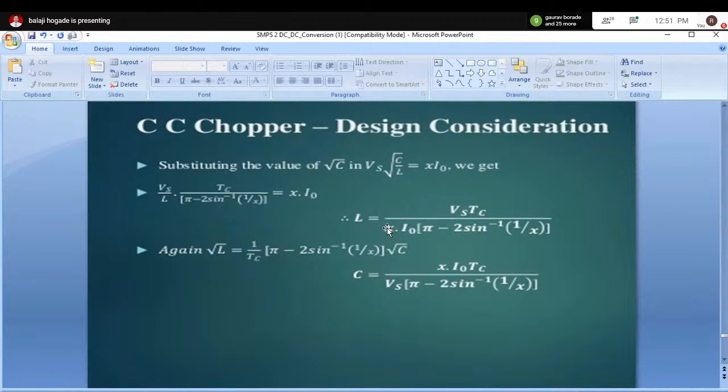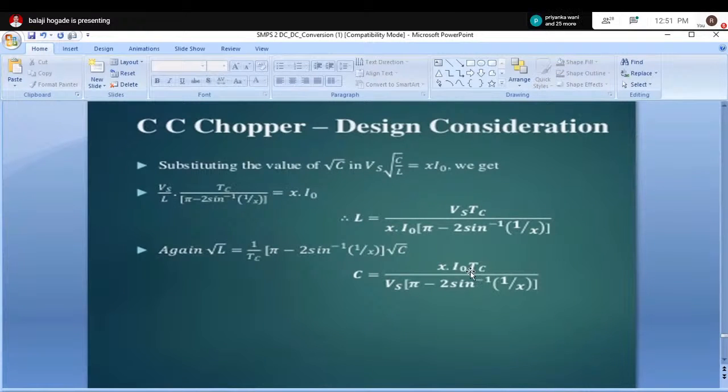The capacitor current IC should be greater than the load current by this factor x, and x is the factor. All these terms are known to us. We can find out the value of the inductor, and similarly by putting all these values in this equation, we can get the value of the capacitor.